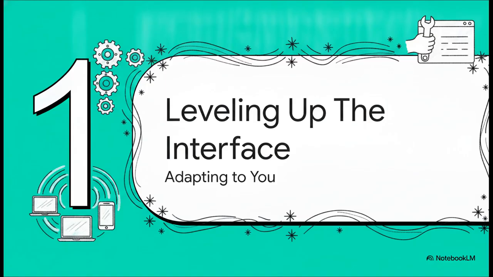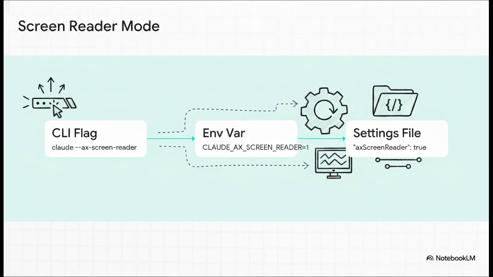All right, Section 1, leveling up the interface, adapting to you. You know, the absolute best tools are the ones that adapt to you, right? Not the other way around. Well, right out of the gate, we've got a massive win for accessibility here. Claude Code now features a dedicated opt-in accessibility mode built specifically for screen reader users. When you flip this on, the interface drops all that complex terminal formatting and switches to a super clean, plain text rendering mode. No more tripping up your screen reader.